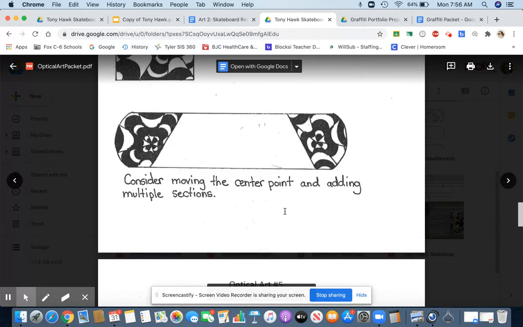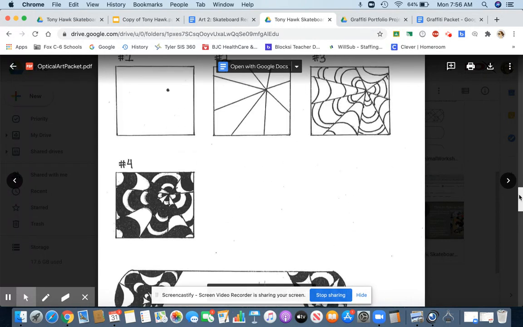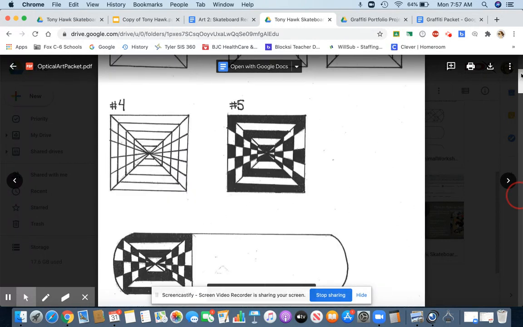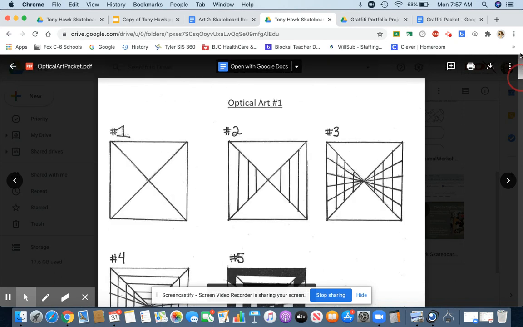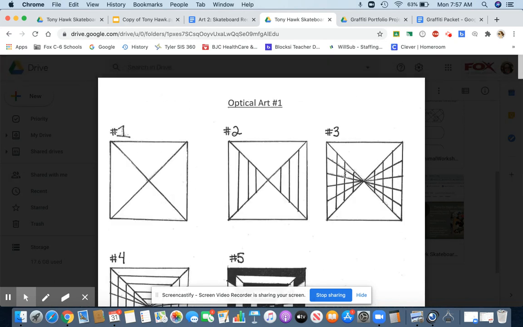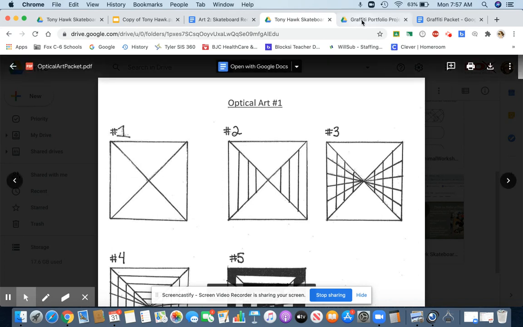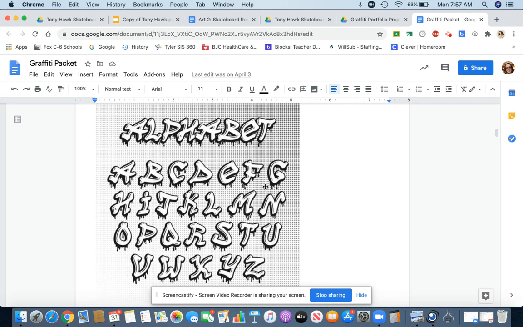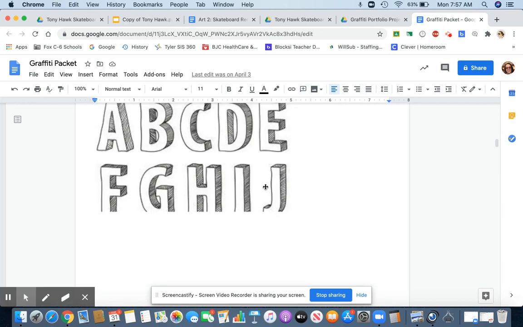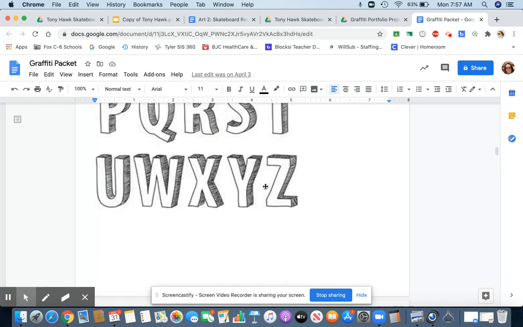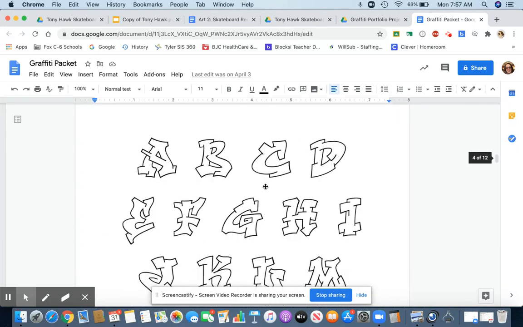Remember, you can find a lot of how-to videos on YouTube on doing optical art, but this is giving you a packet in case you are confused, okay? On the graffiti one, I have this graffiti packet here. It shows you a different style of letter almost on every page that you could do on your project.